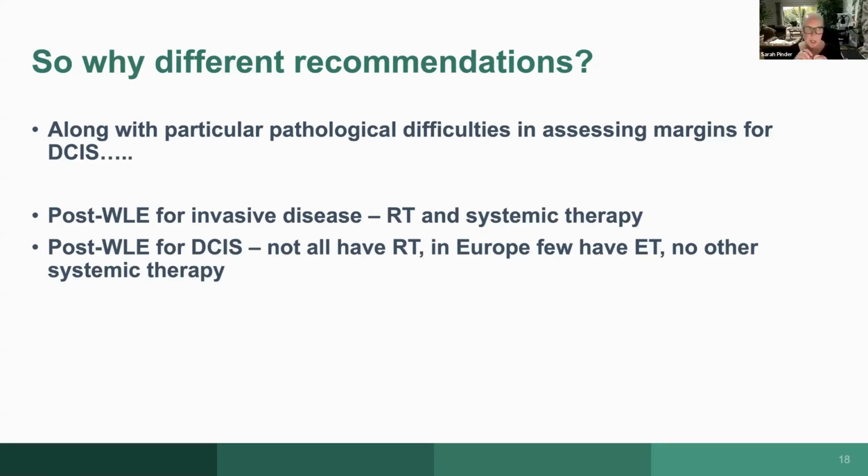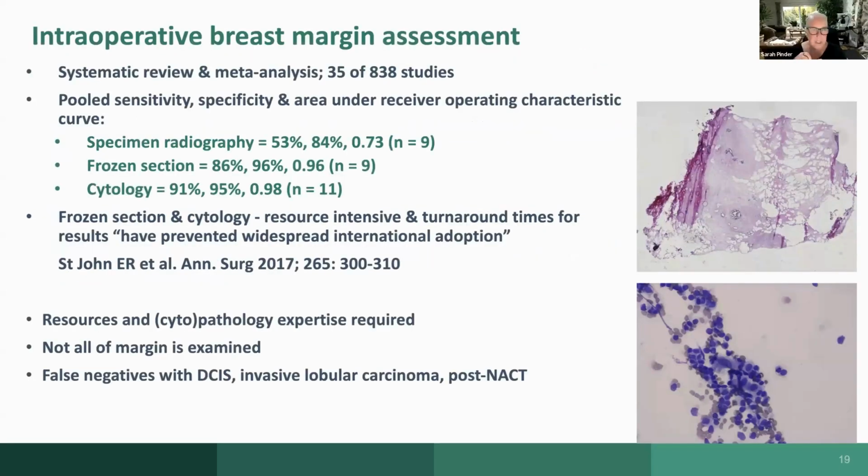And finally, Ash asked me to very briefly mention intraoperative margin assessment. This is a systematic review from a few years ago. There are a number of these. And actually, if you've got expertise in terms of pathology and you've got the resources, both frozen section and touch imprint cytology are quite good at telling you whether you've got disease at the margins. Touch imprint cytology won't tell you anything about the depth.